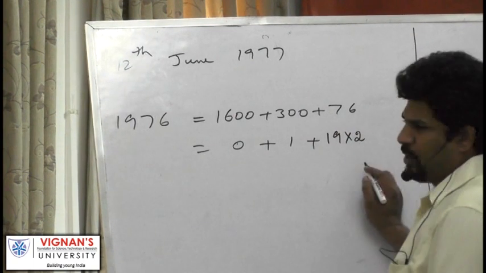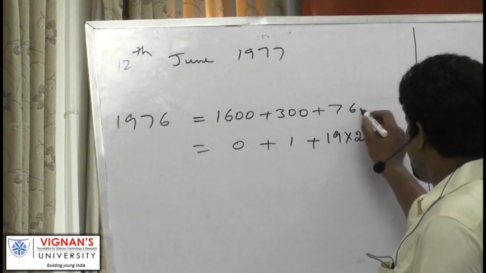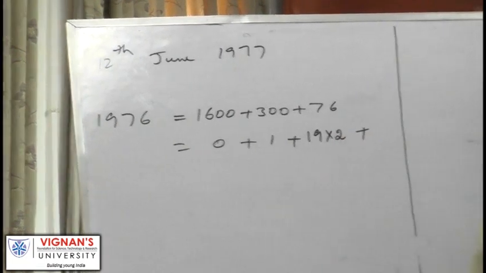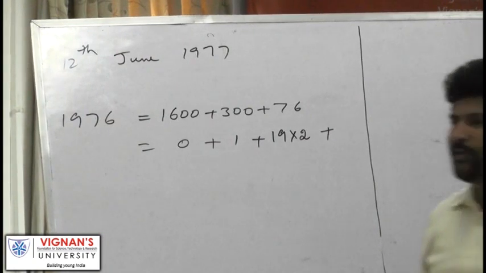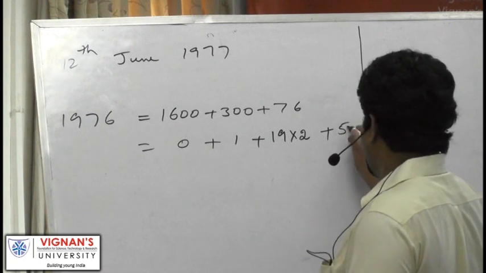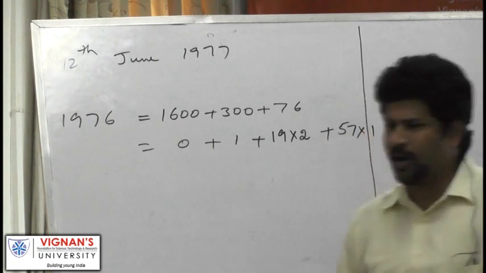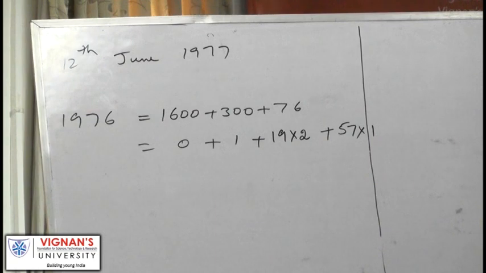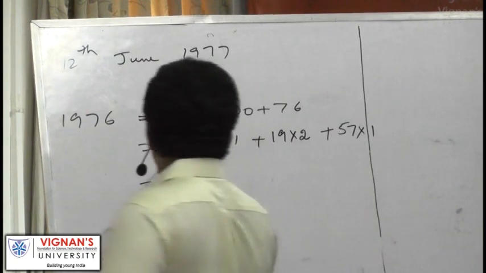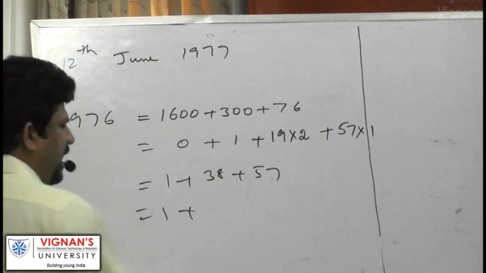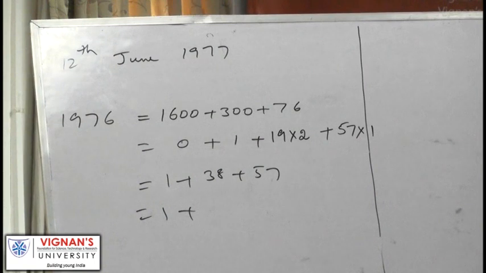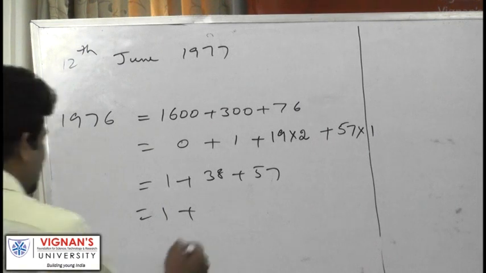So per leap year I am taking 2 odd days. Now 76 minus 19 is 57. So in these 57 years you have only 1 odd day each. So it is 1 plus 38 plus 57. 1 plus 38 days, 5 weeks. 5 sevens are 35 days, 5 complete weeks. Let us remove 5 complete weeks. Remaining is 3 odd days.